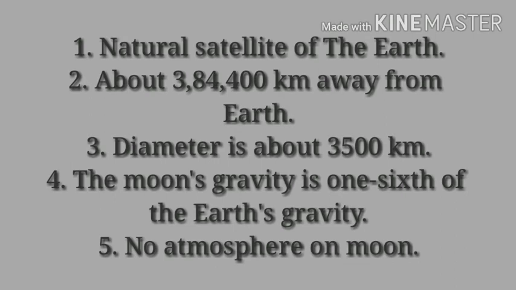One of the most important things about the moon is that it does not have its own light. It shines because it reflects the sunlight that falls on it. The moon is basically made up of rocks. It is spherical in shape and made up of rocks. It isn't made up of gases.